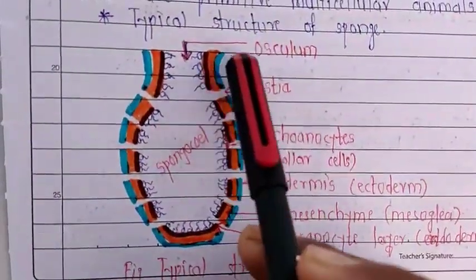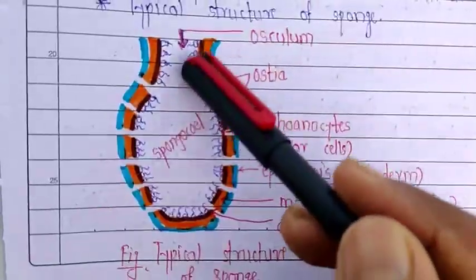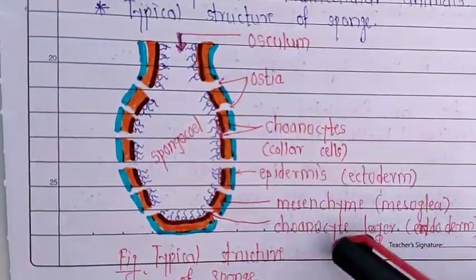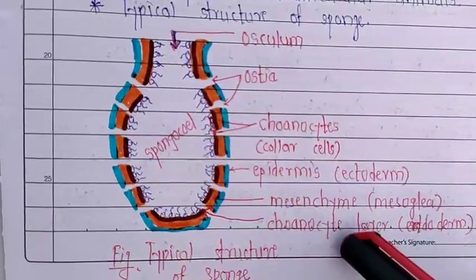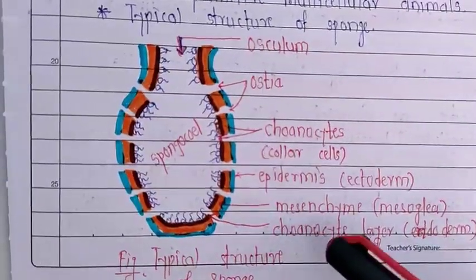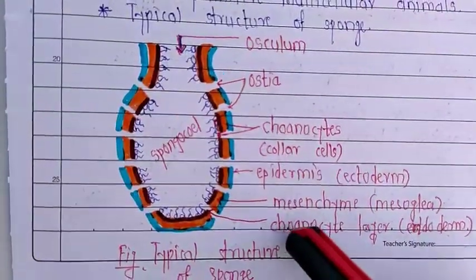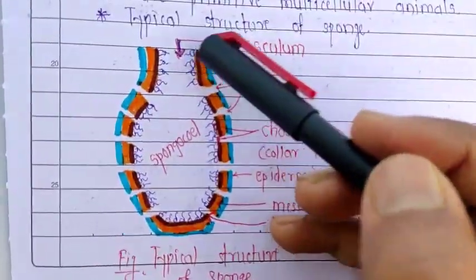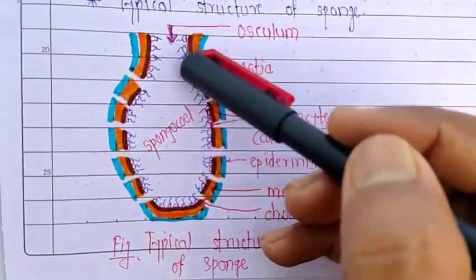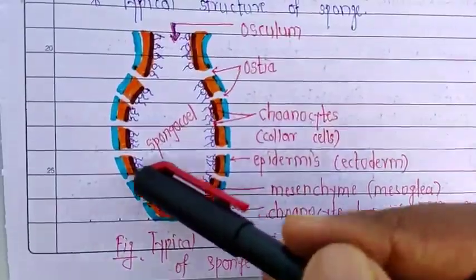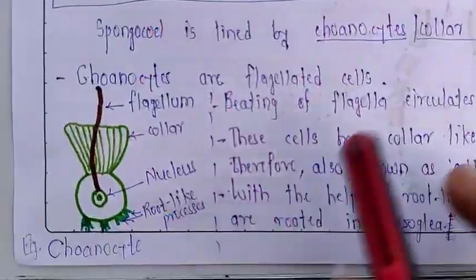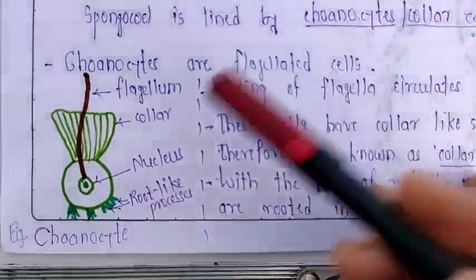Here we can see the innermost layer, that is the choanocyte layer. Why is this choanocyte layer known as the choanocyte layer? Because it is made up of choanocytes. These blue colored structures are known as choanocytes. This is the structure of a single choanocyte.